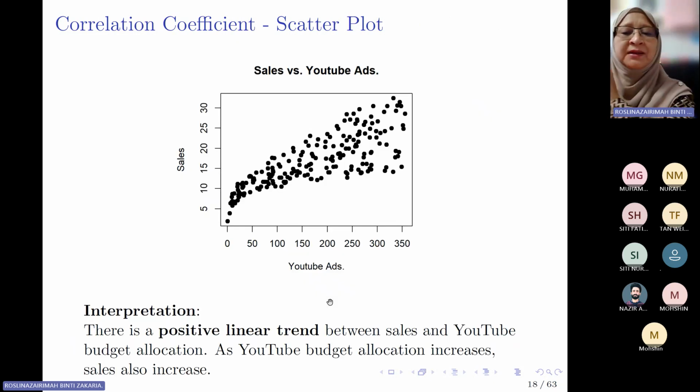Okay, how do we interpret? Just now I said it. So this is how you write. When you have this kind of scatter plot, you see that there is a positive linear trend between the sales and YouTube budget allocation. As YouTube budget allocation increases, sales also increase.